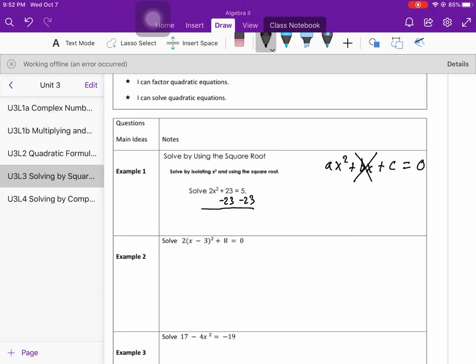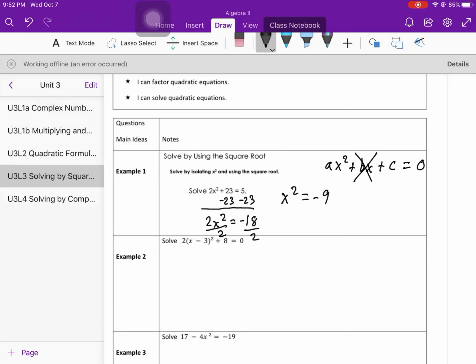Okay? So the first thing we would do for this example 1 is subtract 23. We got to get that x squared by itself. So we get 2x squared equals negative 18 when we subtract those. x squared is still not by itself, so we got to divide by 2 on both sides. And now we get x squared equals negative 9.